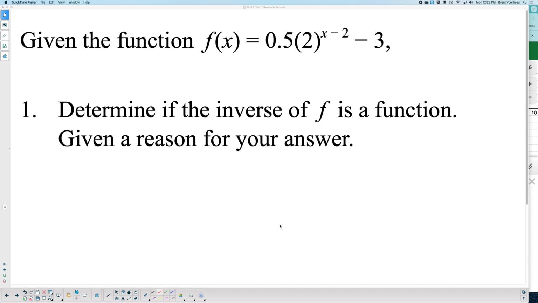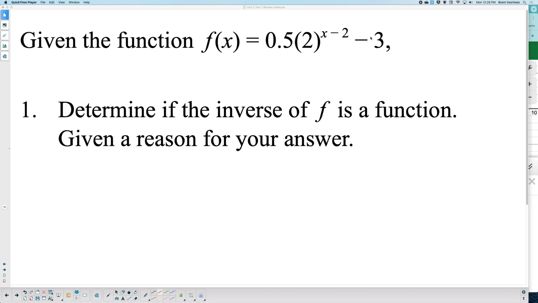This is going to be a 4-part problem over the next 3 slides. This is a bunch of the lessons combined here. So the first part is dealing with lesson 2.8, inverse. It says, determine if the inverse of f is a function. Give a reason for your answer.